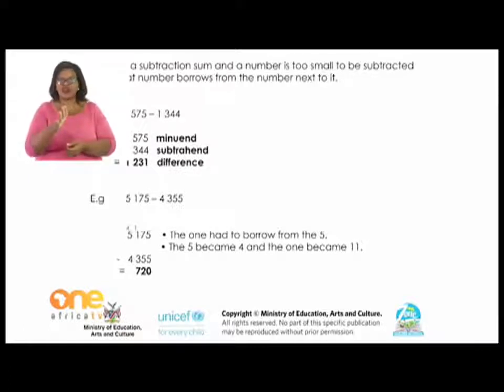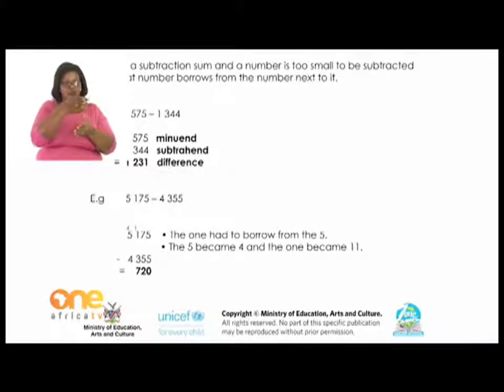2,575 minus 1,344. The big number is written on top, the 2,575. The small number, 1,344, is written at the bottom. And now we minus the two numbers from each other.